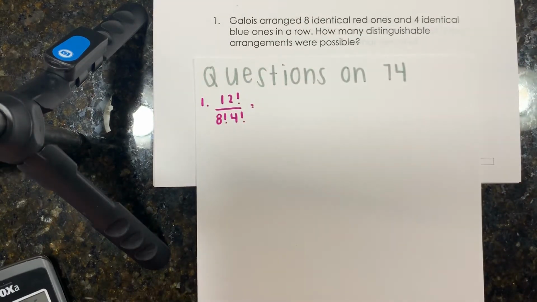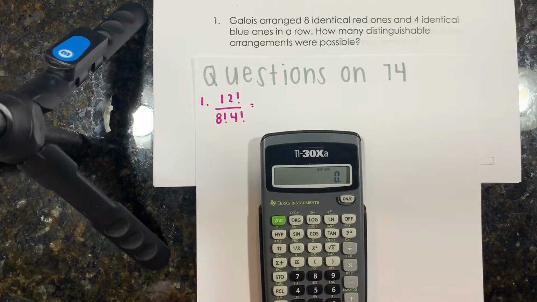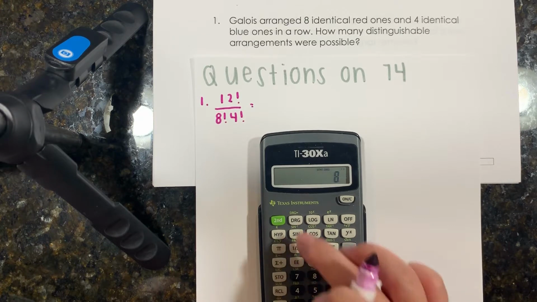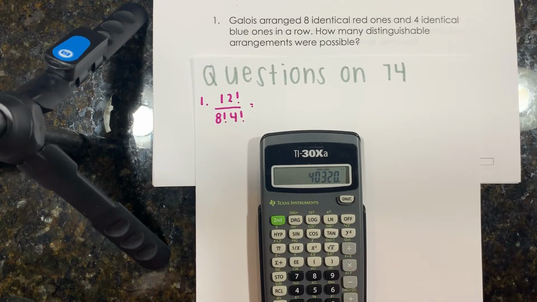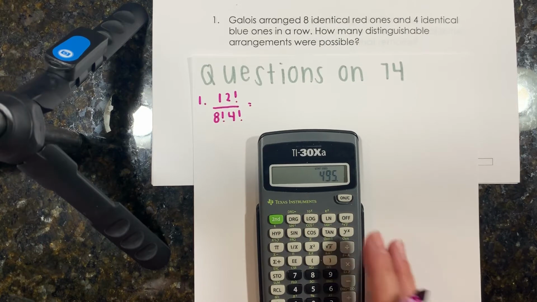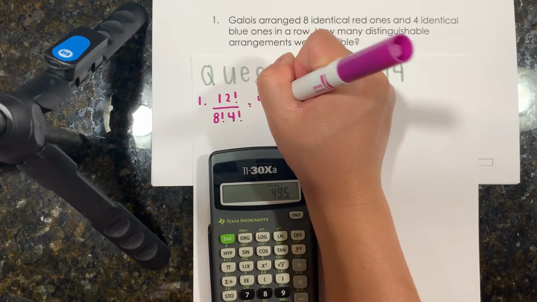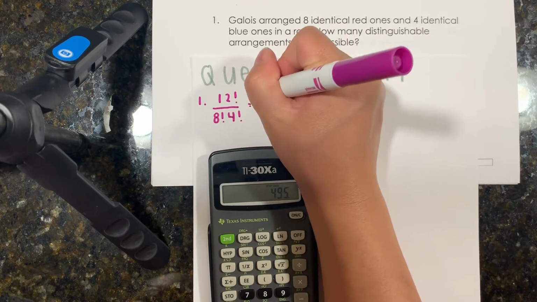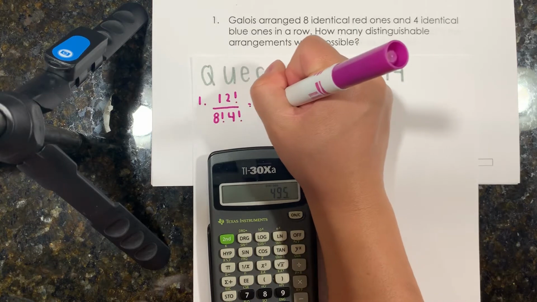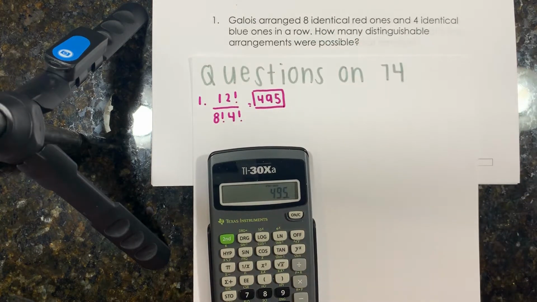So you could do this whole thing in the calculator if you wanted to. So it'd be 12 factorial divided by 8 factorial times 4 factorial equals, and that's going to be equal to 495. That was all done in my calculator. So it uses the second 3 button if you wanted to know that.